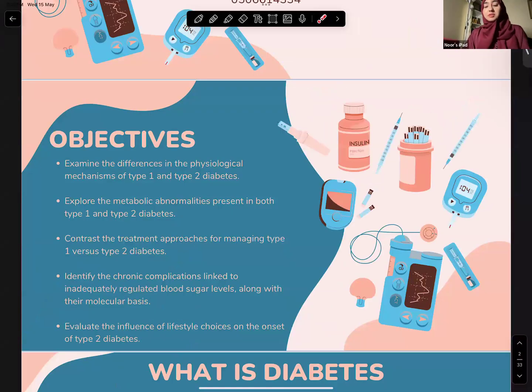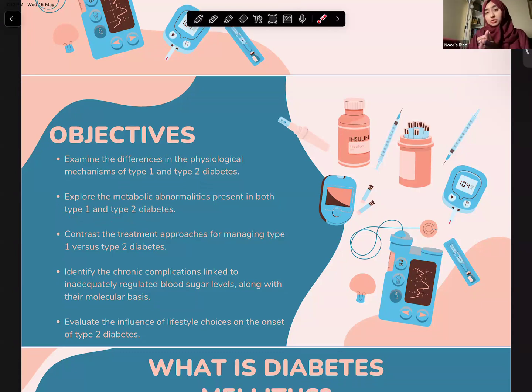So we will be talking about the differences and the mechanisms of type 1 and type 2 diabetes. We will be exploring the metabolic abnormalities present in both type 1 and type 2, the treatment approaches for type 1 and type 2 diabetes, and then we will also be identifying the complications linked to both of them and the lifestyle choices when it comes to type 2 diabetes.